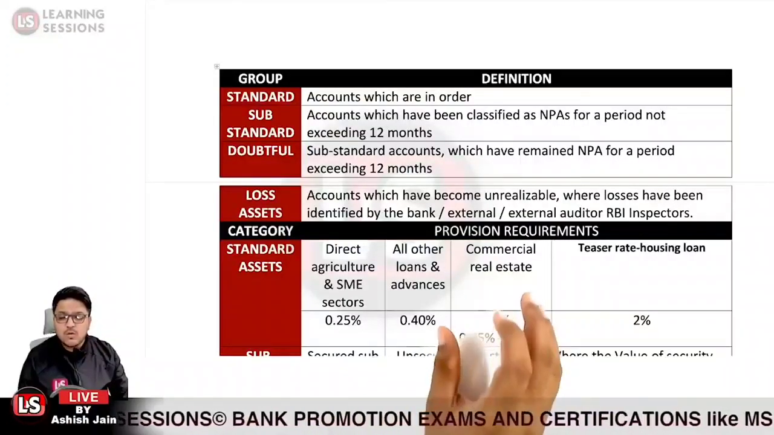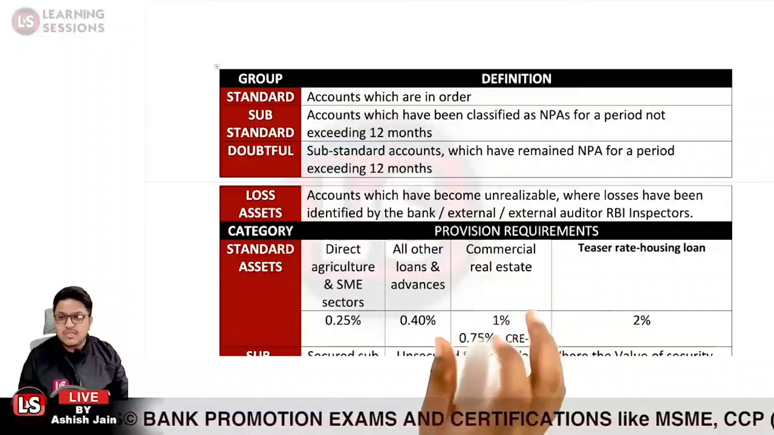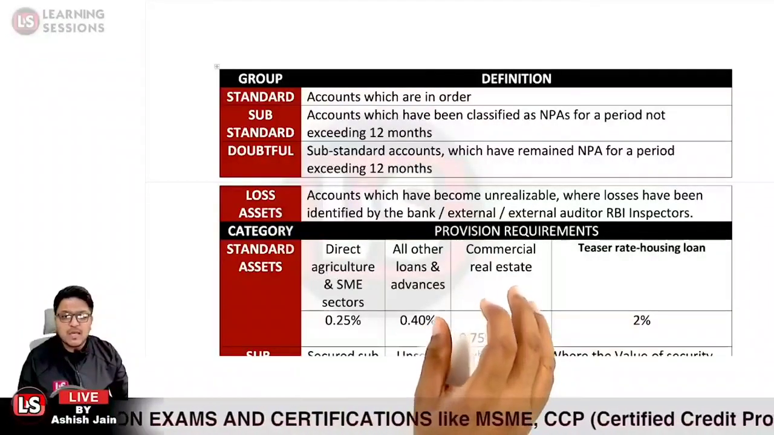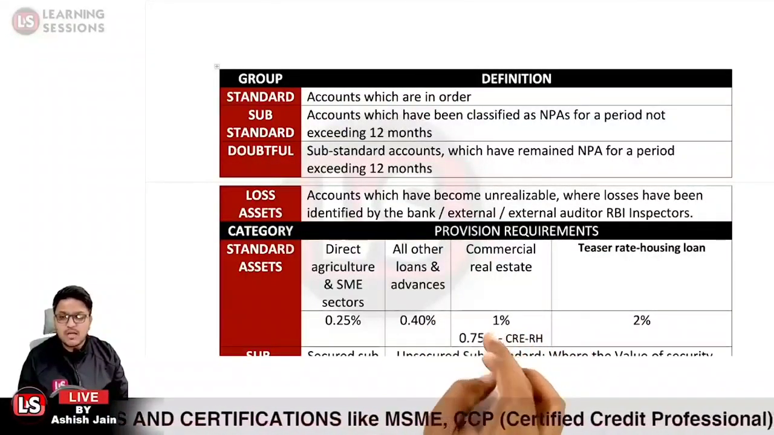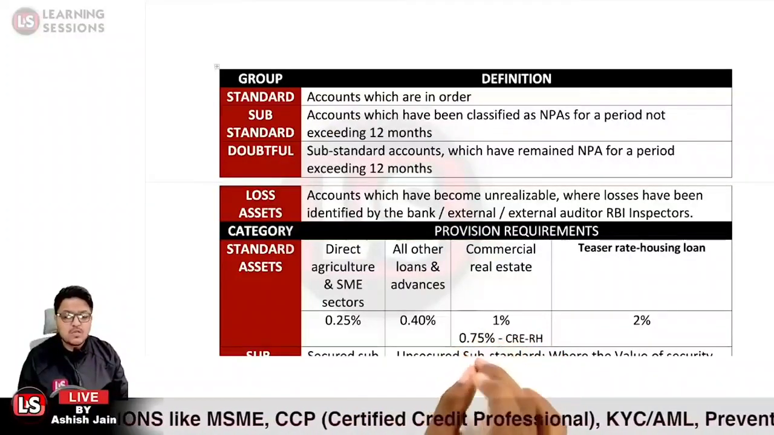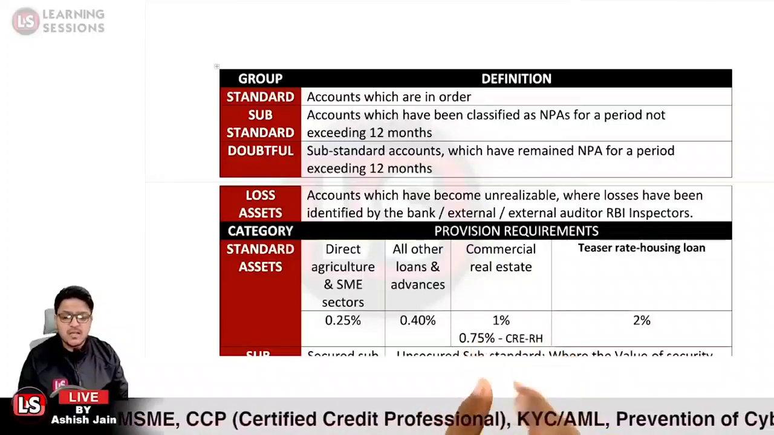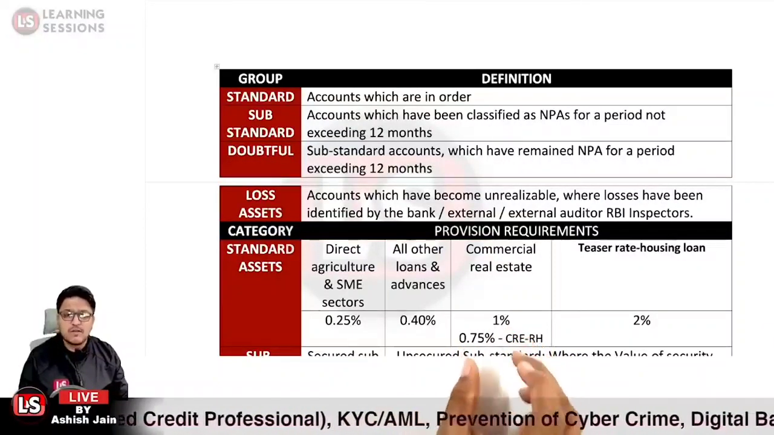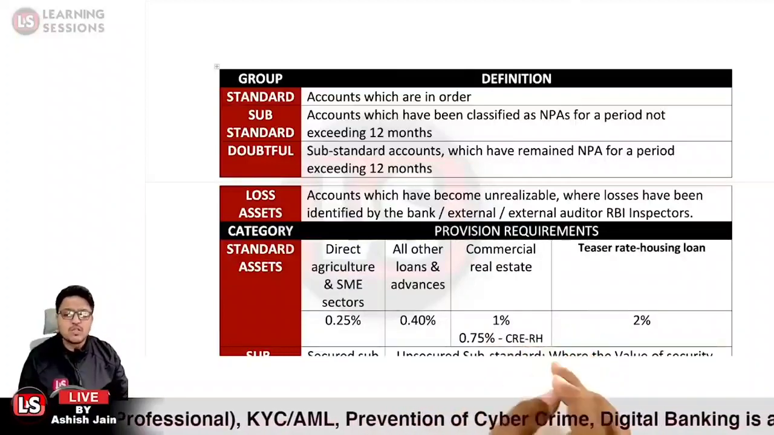And further, if the loan account is related to the CRE category, that is commercial real estate category, in that particular case the provision of 1% is to be created. And if it is related to the CRERH, that is commercial real estate residential housing category, in that case 0.75% of the provision is to be created.